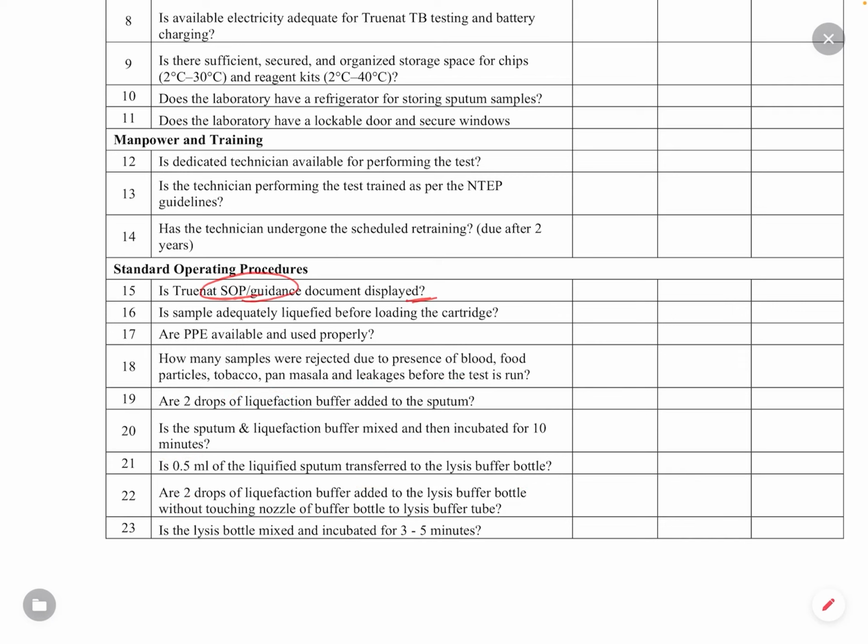Okay. Then we see all the steps of the sample preparation. Is the sample adequately liquefied before loading into the cartridge? Okay, is the PPE available? Is it used properly? How many samples were rejected? Okay, rejected. So it is ideal for you to maintain a rejection criteria. If you are not writing in your own lab register, you should maintain a separate rejection record. You should reject samples which contain blood, food particles, tobacco, pan masala, or are fully leaked and contaminated, because these won't give an appropriate result. And blood and food particles are all PCR inhibitors. Okay, so you will get the result as invalid.